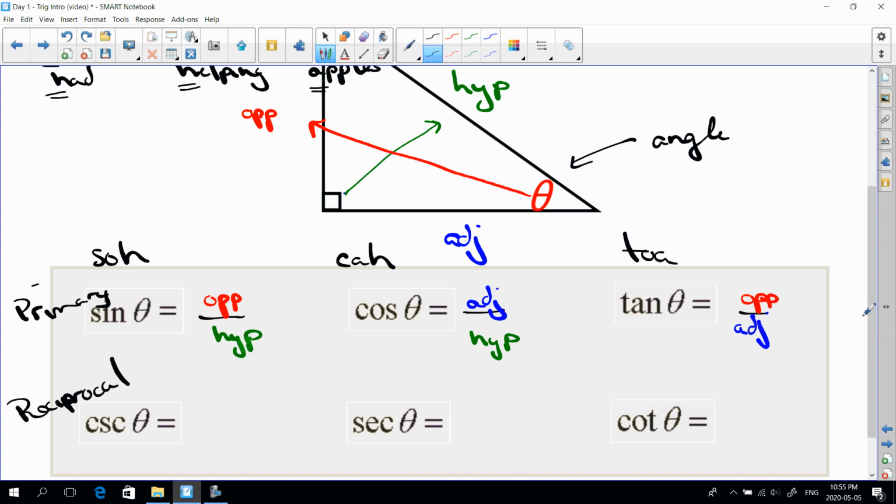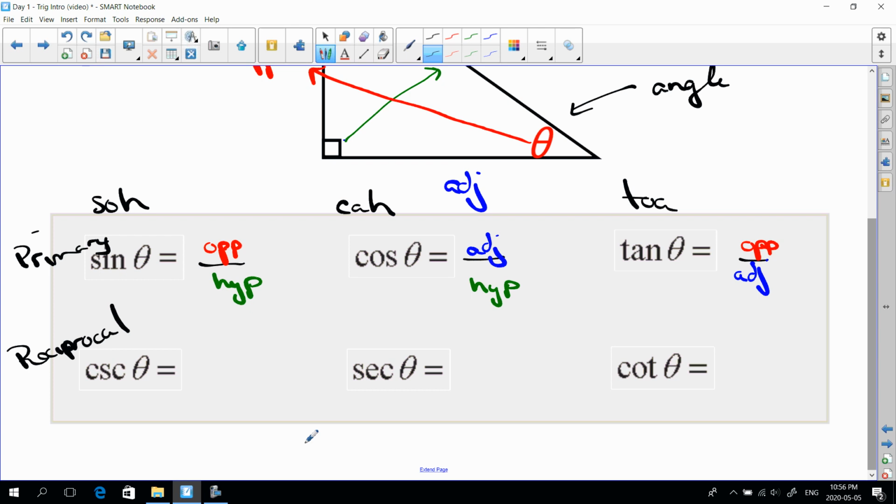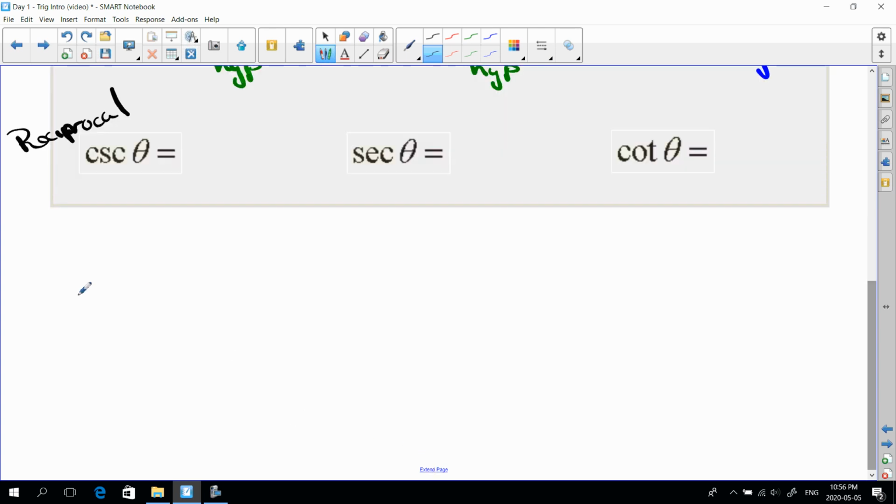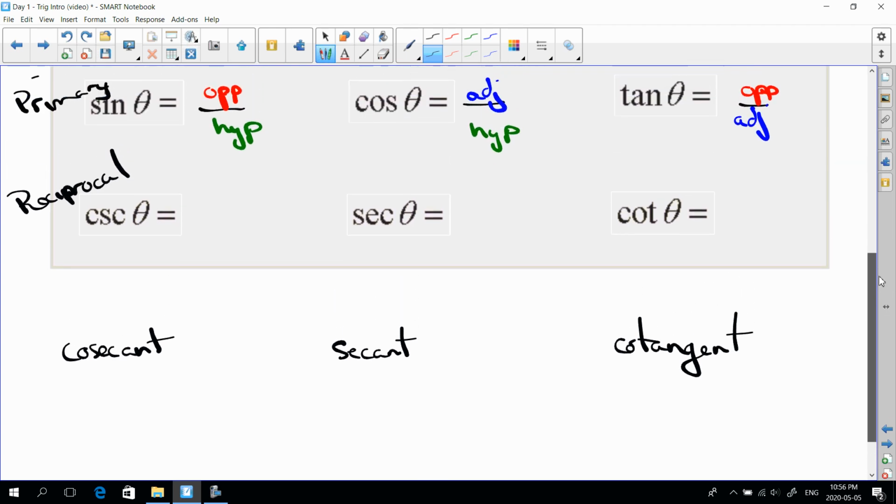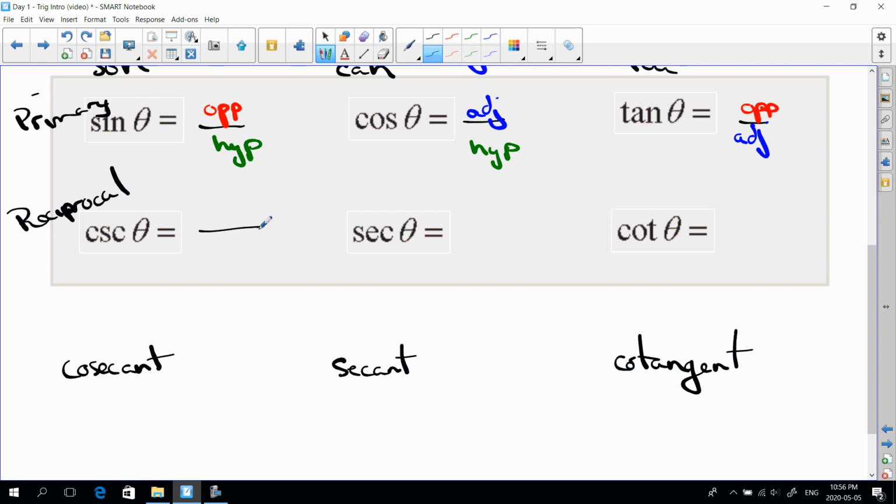Okay, and reciprocal just means to flip the fraction. So what we have are cosecant, secant, and cotangent. These might be unfamiliar. I don't know if you've seen these before or not, but no big deal. Just make sure you pair them up correctly. Cosecant is the reciprocal of sine. So if sine is opposite over hypotenuse, cosecant is hypotenuse over opposite.